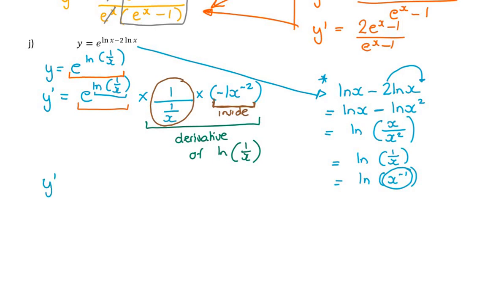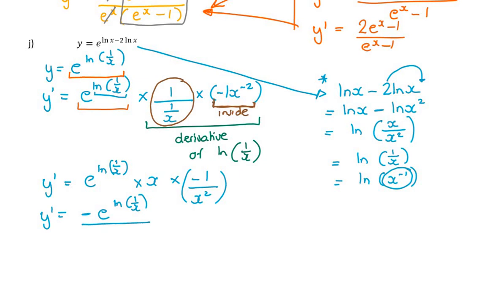So this y dashed becomes e to the power of ln 1 over x, times 1 over 1 over x, which is actually just times x, and then it's times negative 1 over x squared. If I neaten that up some more, one of the x's will cancel, so I get negative ln 1 over x, over x. And that's probably the nicest way of looking at it.